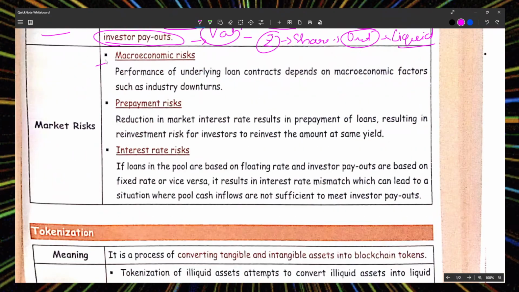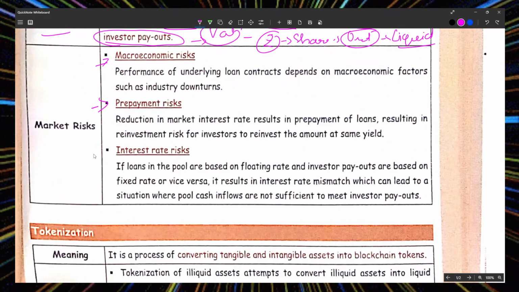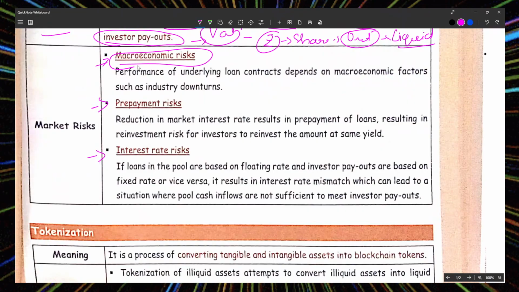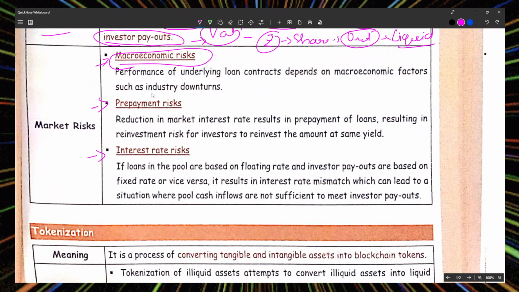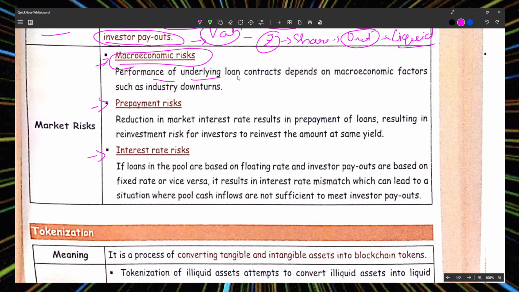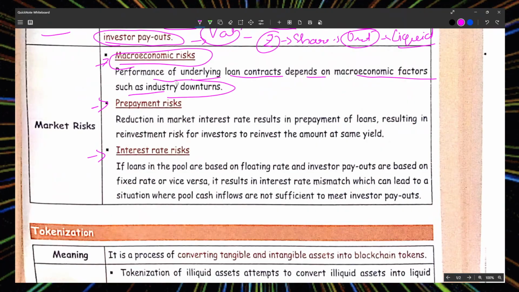Market risk includes macroeconomic risk, repayment risk, and interest rate risk. Those are the three risks in market risk. What is macroeconomic risk? The performance of underlying loan contracts depends on macroeconomic factors such as industry downturns.